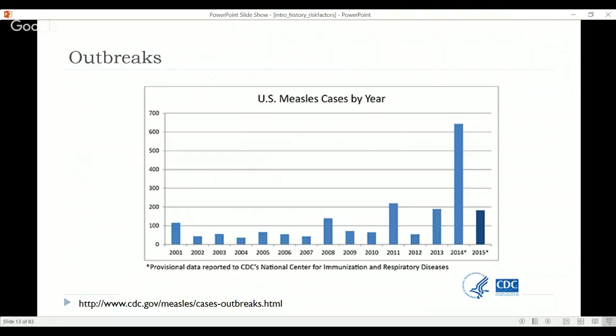Now, most of these cases originated outside of the US, or were linked to a case that originated outside of the country. But in 2014, you see this big spike here. The US experienced a record number of measles cases. So these 667 cases were from 27 states. And it was the greatest number of measles cases we'd seen since measles was declared eliminated.